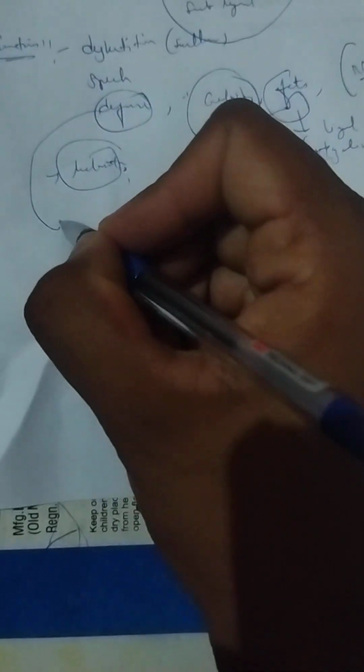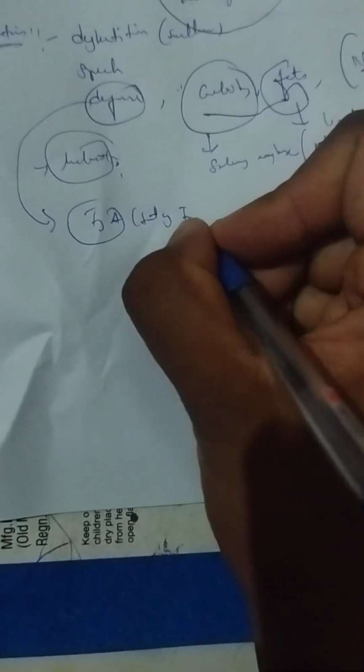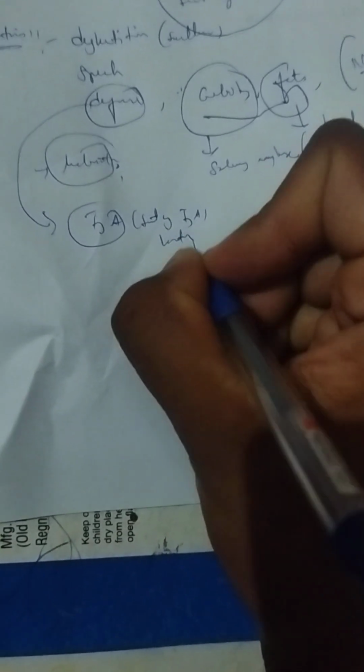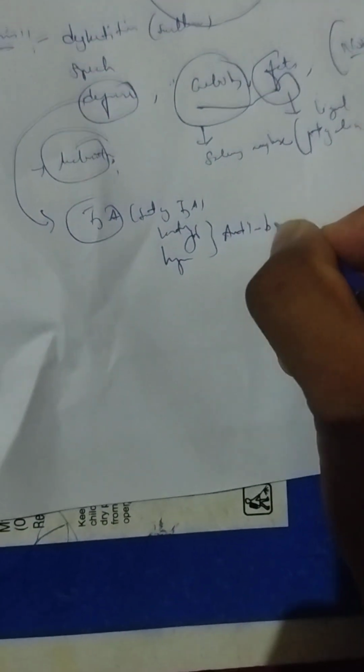One more function is that it helps in lubrication and prevents dryness of the mouth. Next, for protection and defense, it includes IgA antibodies, that too the secretory type of IgA antibodies, lactoferrin, and lysozymes. These are the antibacterial products.